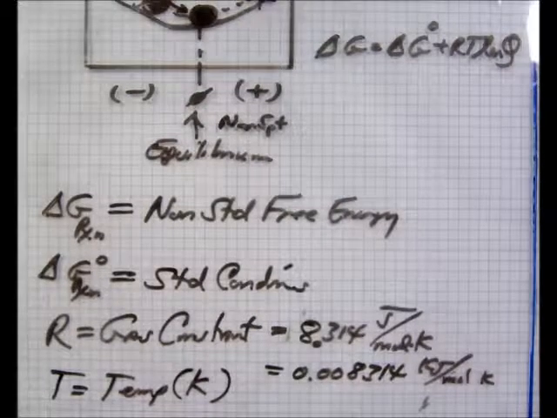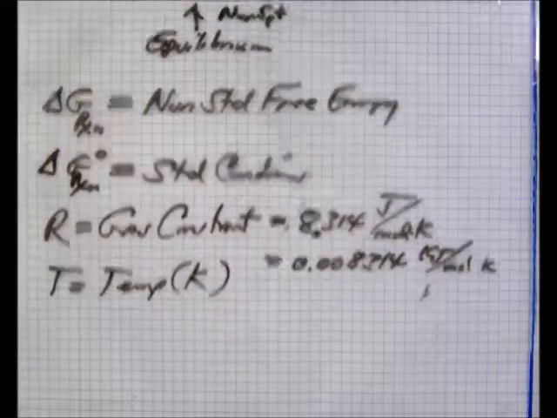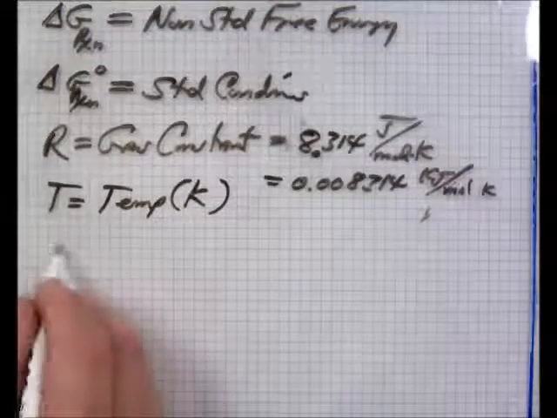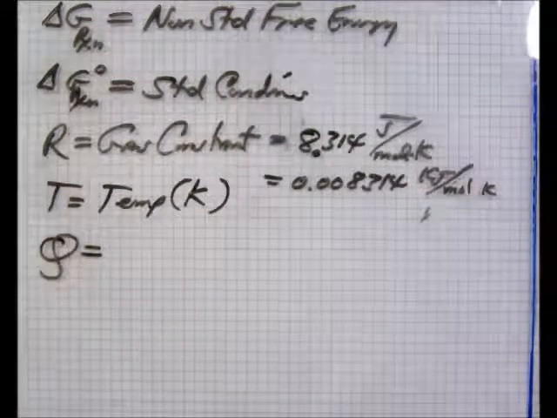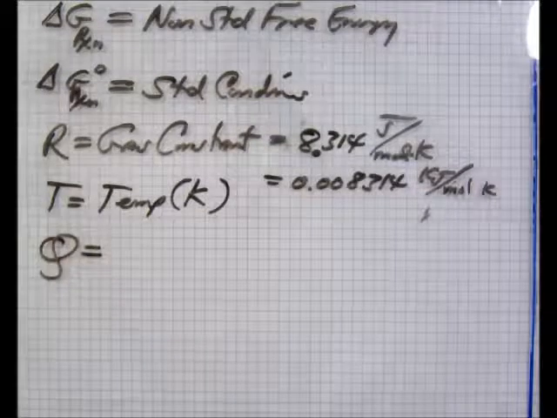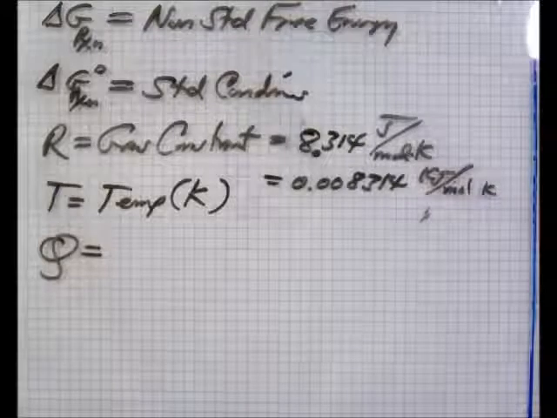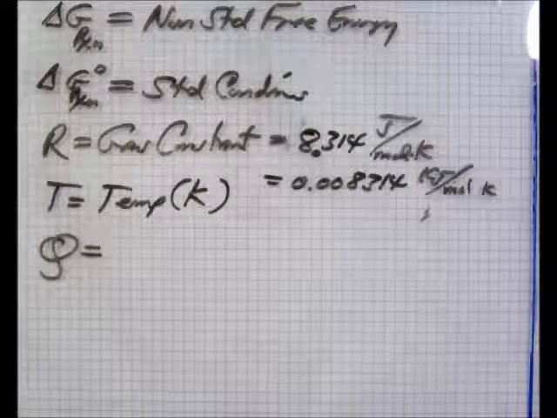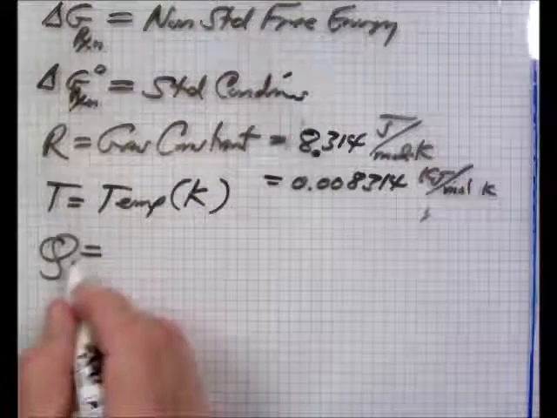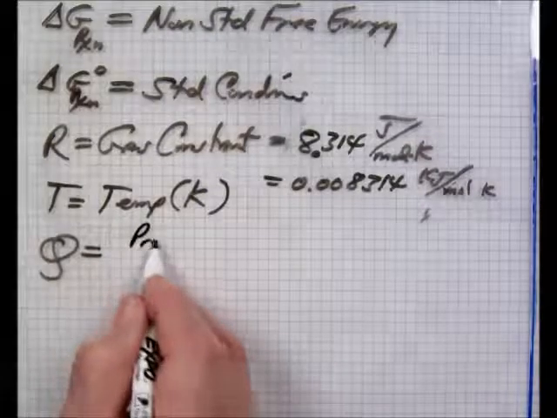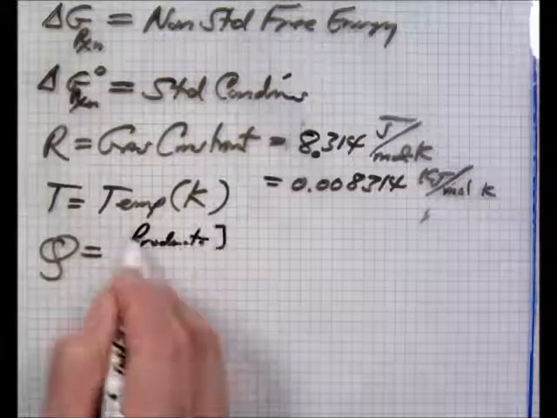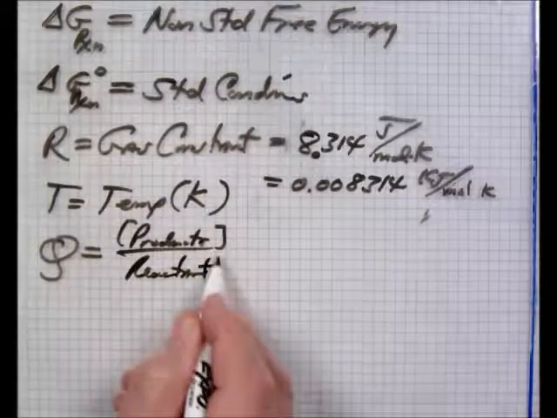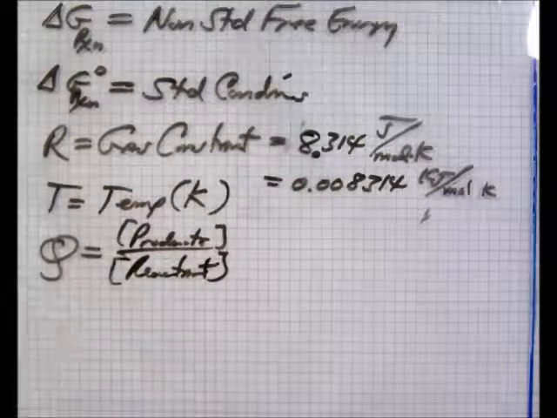Okay. Now, what's this all good for? Well, the Q value that was in here is compared to the K value. You recall that we could predict whether or not a reaction shifted left or right if we set up this Q expression, which is your products concentrations over reactant concentrations.